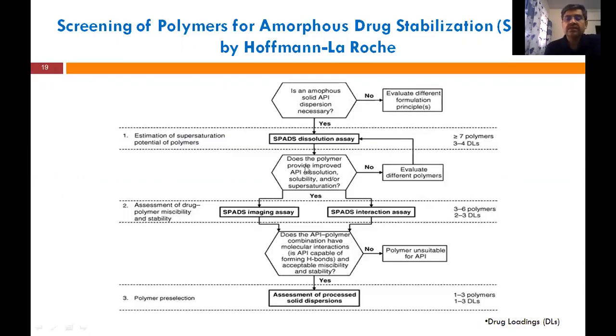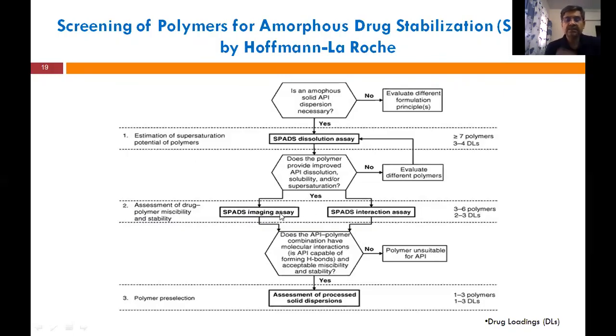The next question in this decision tree is, does the polymer provide improved API dissolution, solubility, and/or supersaturation? If you are not getting the desired advantages, then you evaluate different other polymers till the time you get the appropriate polymer for the purpose. If you get the desired solubility advantage, the next thing that you need to assess is the drug polymer miscibility and the physical stability of the amorphous solid dispersion, which can be done either by conducting microscopy based imaging assays or by conducting the interactions assay to find out the drug polymer interactions.